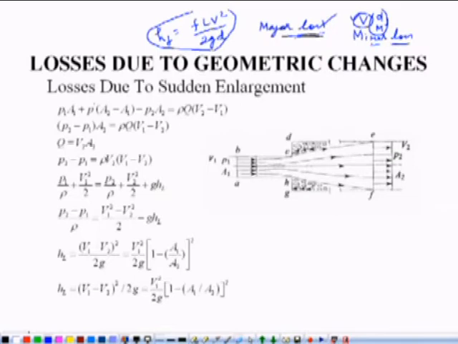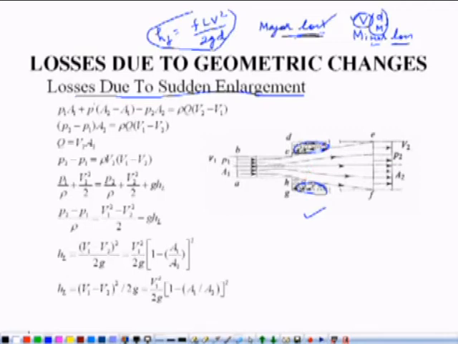Right now we are going to discuss losses due to geometrical changes. The first one is losses due to sudden enlargement. We have a figure here. In this figure, we have a pipe connected to another pipe of larger diameter, and this change in diameter is sudden. There is a sudden enlargement. Whenever the fluid flows in this portion, in these pockets, eddies are formed and the flow is said to be separated here.